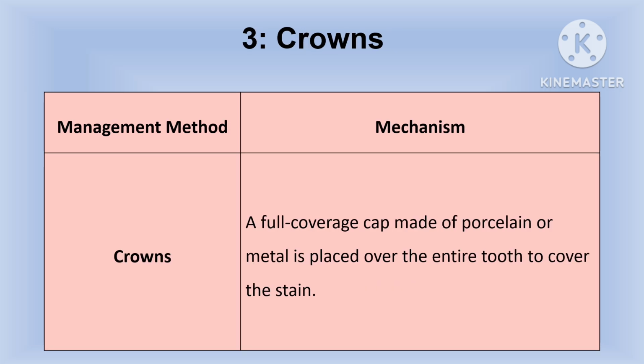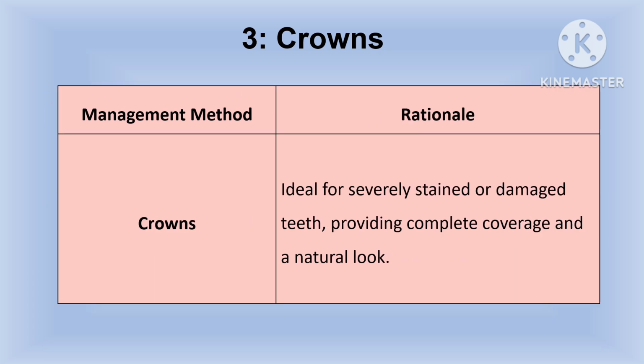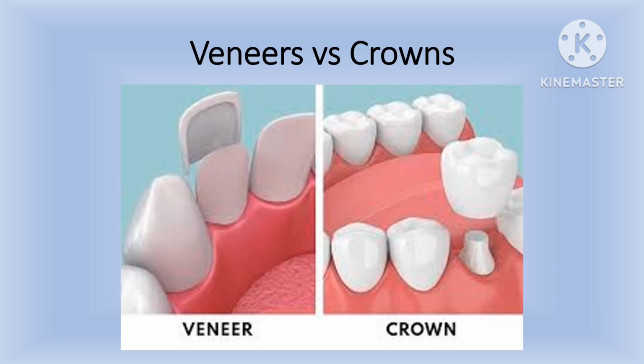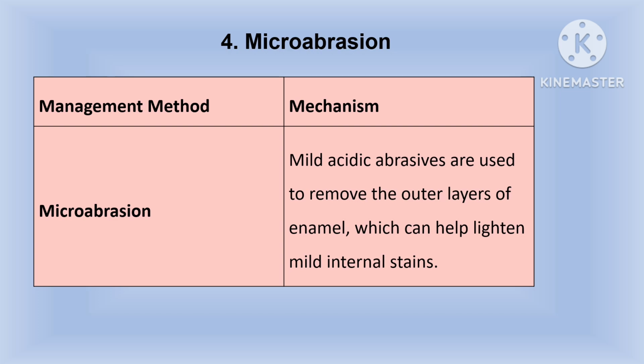On the other hand, crowns are full coverage restorations that encapsulate the entire tooth. These are indicated in case of severe intrinsic discoloration, where the tooth structure is compromised, or in case of an RCT-treated tooth with structural compromise and discoloration.